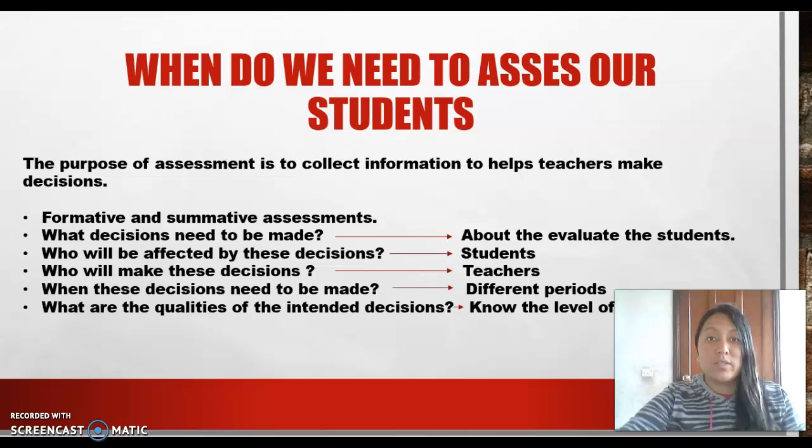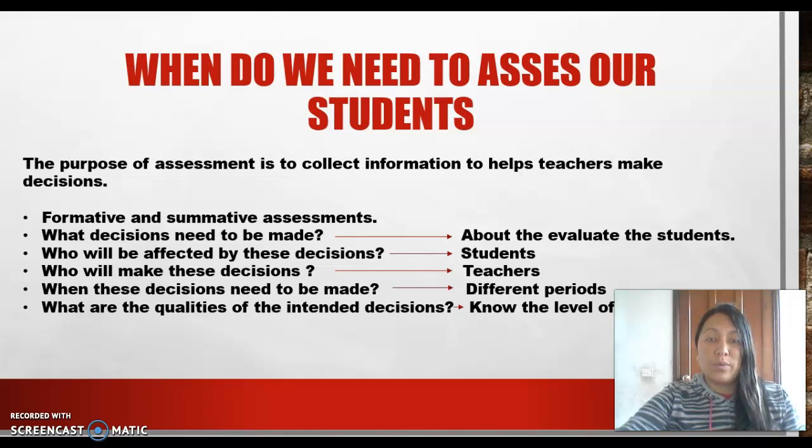When we evaluate our students, the results help us see if the students are learning or if they are not learning. In case the students aren't learning, we have to change the strategy or maybe the methodology that we are using. The evaluation that we do for our students can be summative assessment or formative assessment.